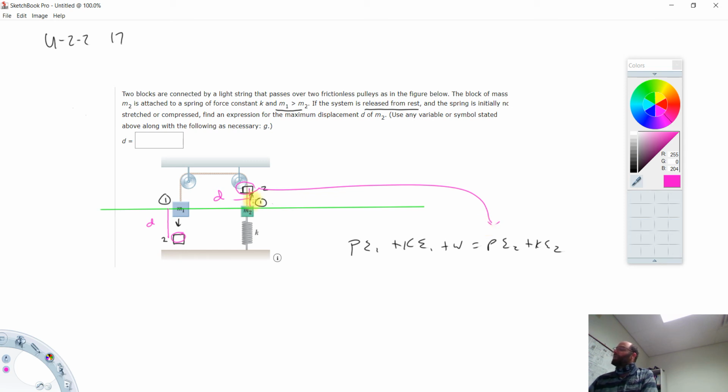So you're going to have a gravitational potential energy for mass 2. In addition to the gravitational potential energy, the spring is also stretched a distance d. So your PE2 should have 3 terms. One of them should be negative from mass 1 and 2 positives from the others. And then at maximum displacement, your kinetic energies are 0.